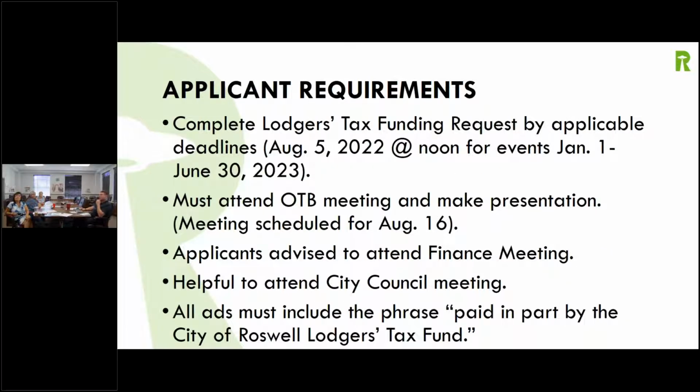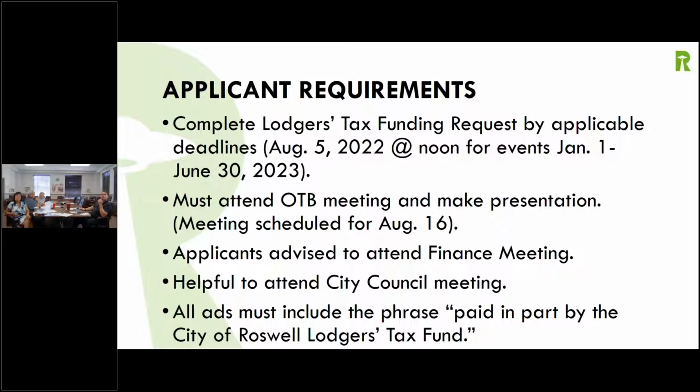All right, the applicant requirements: they're to complete a lodger's tax funding request. Deadlines: last time around it was May 13th. This time around it's August 5th, for events taking place in the first 6 months of 2023. It says they must attend the OTB meeting and make a presentation. They don't necessarily have to, but it's highly recommended you speak for it if you're looking for public money. And that meeting, as you know, is scheduled for August 16th. I hope to see all of you there.